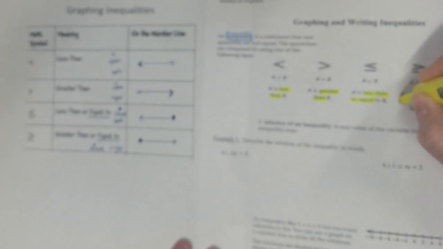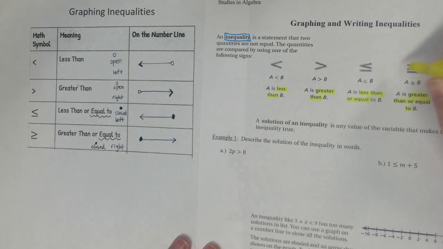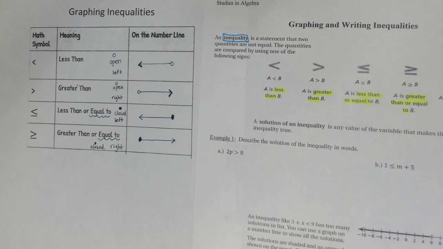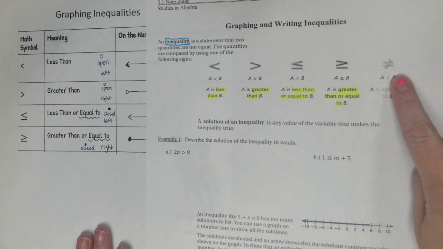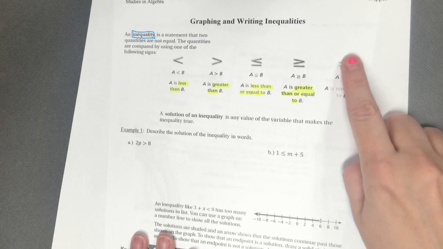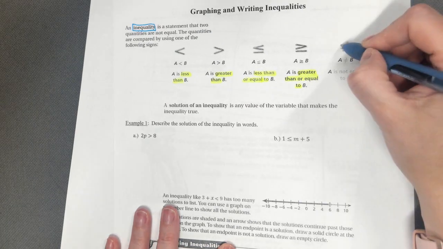Okay, so you have the equal to. And then this symbol here, we're not going to be graphing that symbol, but this does mean that those are not equal. So if you have an equal sign with a line through it, that's what this is. If you have an equal sign with a line through it, they are not equal.